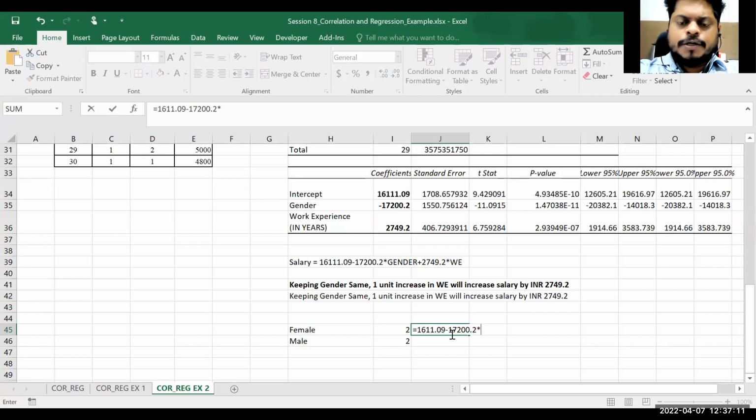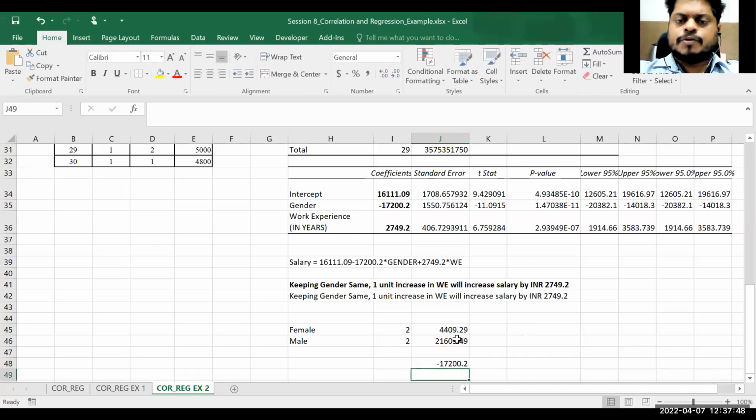Female is coded as 1, so the gender value for that female is 1, right? Then 2749.2 multiplied by work experience, 2 years. So it is coming negative. Sorry, 16,111. Then for male: 16,111.09 minus 17,200.2 multiplied by 0 plus 2749.2 multiplied by 2. So if I take the difference, that will be 17,200 rupees.